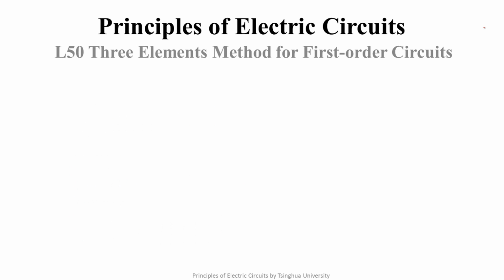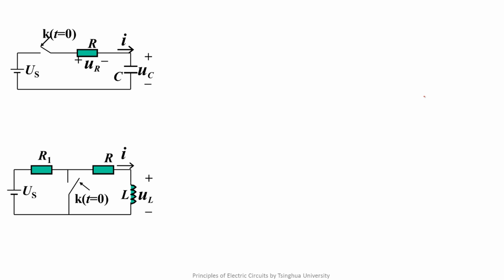Let's start. The three elements are three numerical quantities. You will find after having these three numerical quantities, we don't need to list the equation and can find a solution for any branch variables. And more importantly, we can solve the three numerical quantities by analyzing the resistive circuits.